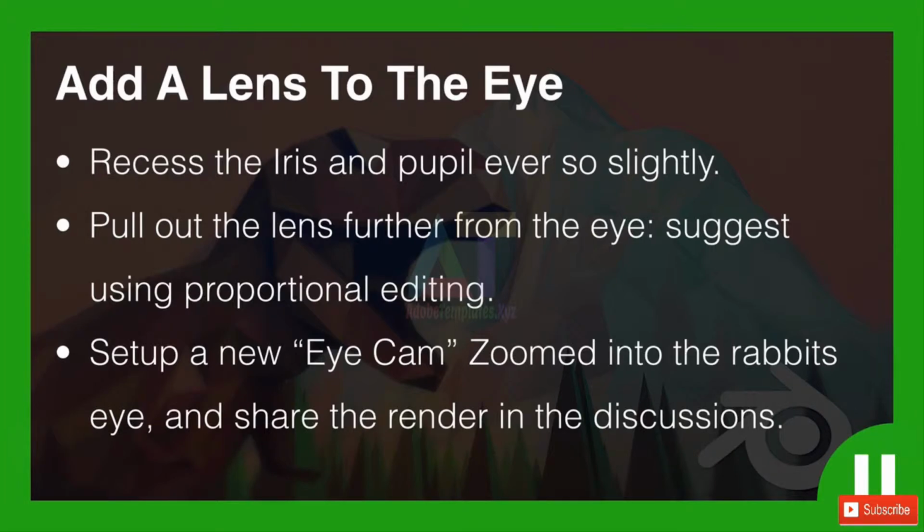Recess the iris and pupil ever so slightly, otherwise the two meshes will be touching one another and it will look horrible. And another thing you could do is pull out the lens further from the eye. I suggest using proportional editing for this, and try to remember not to pull the actual lens fully from the eye, otherwise it'll look more like a contact lens rather than part of the eye itself.